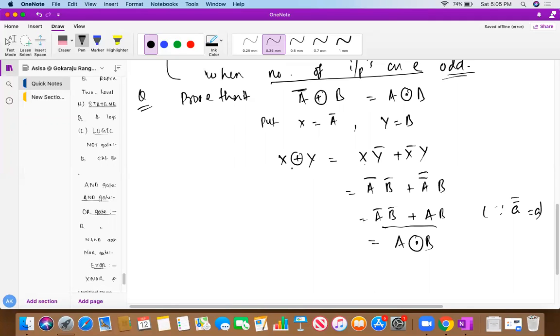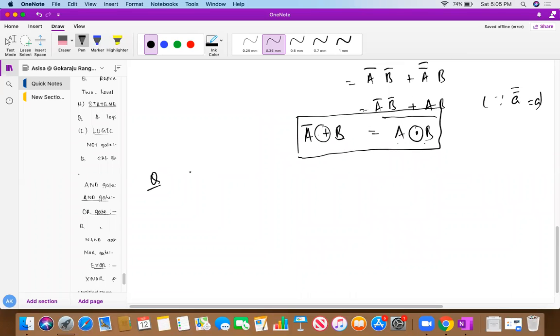So what do you understand? I have taken X as A bar and this is XOR with Y as B. So what we have proved is A bar XOR B is nothing else A XNOR B. Okay, very simple. Similarly, prove that A XOR B bar is also A XNOR B.